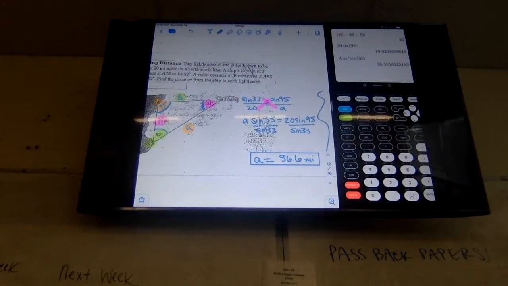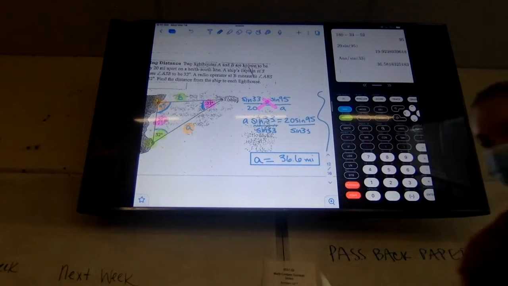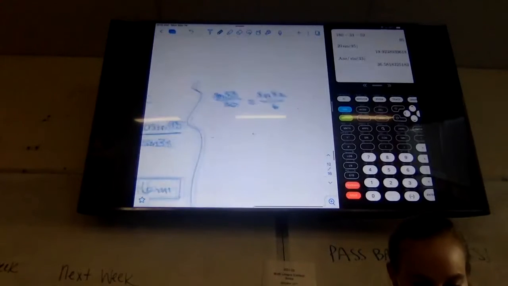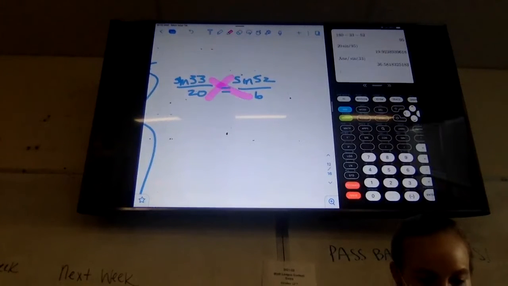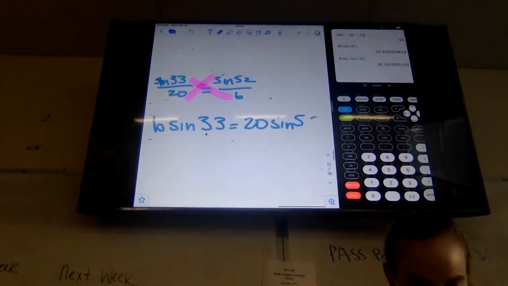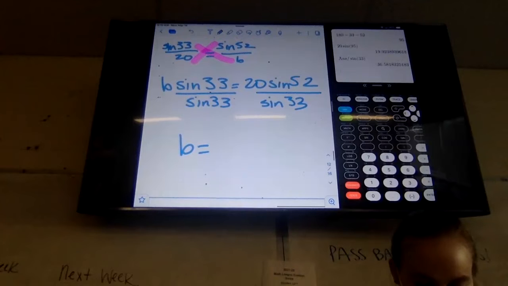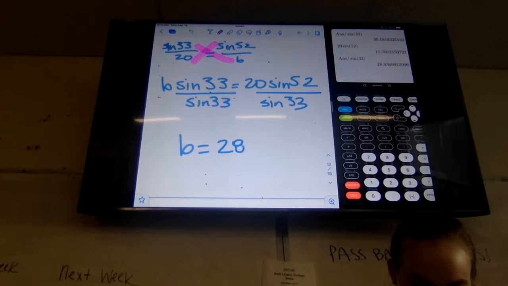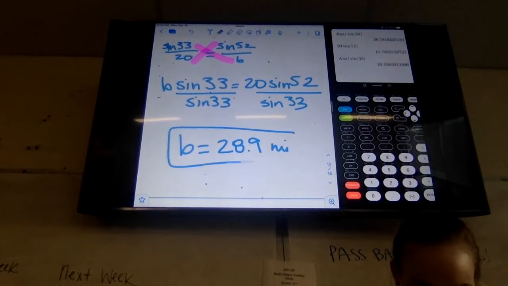All right, same idea for the next part. I'll just go ahead and breeze through that. I hope you guys are already done with the next part. I will just finish solving it. I'm sorry, I got distracted. All right, cross multiply again. B sine 33 equals 20 sine 52, divided by sine 33. And B equals 20 times sine 52 divided by sine of 33. And that is 28.9 miles again.